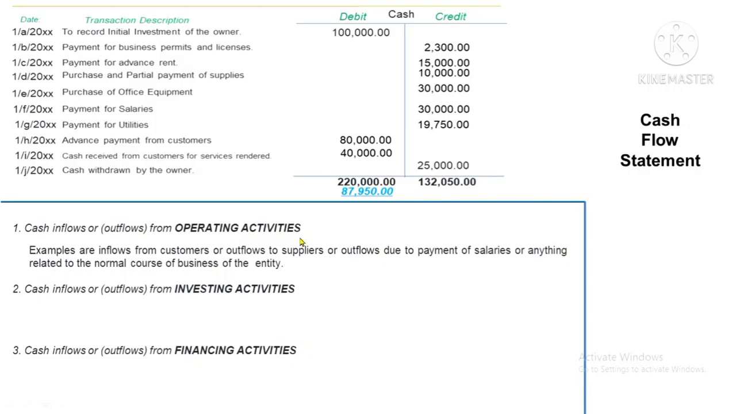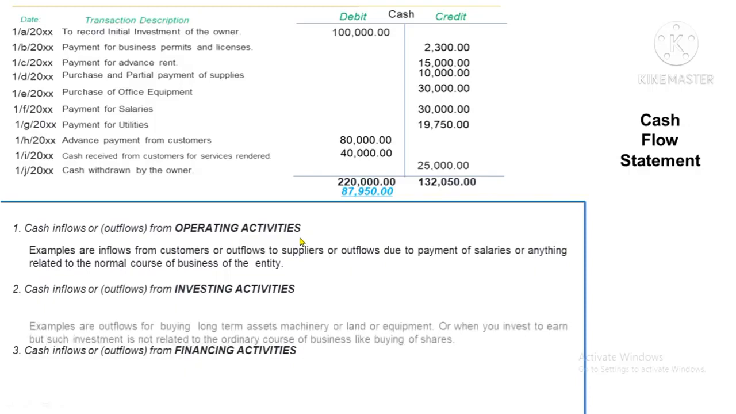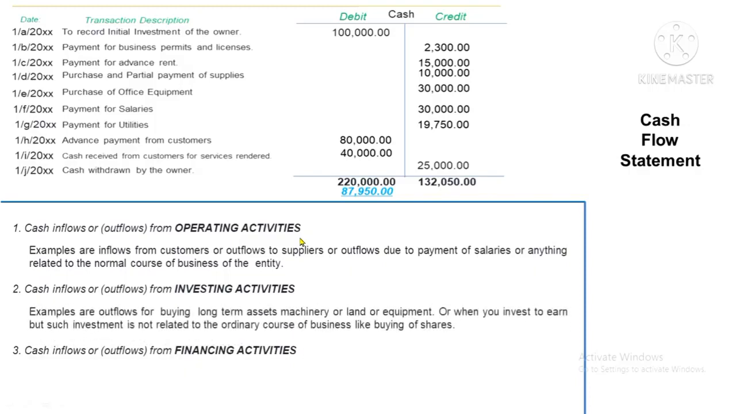While cash flows from investing activities are those that are related to buying of long-term assets, machinery, or land or equipment, or when the entity invests to earn, but such investment is not in any way related to the ordinary course of business. For example, buying of shares of stock of other companies to earn dividends, even though the company is not normally engaged in the buy and sell of shares, or letting others borrow money even if the entity is not engaged in financing, in order to earn interest.